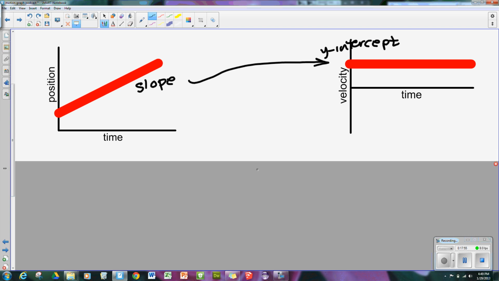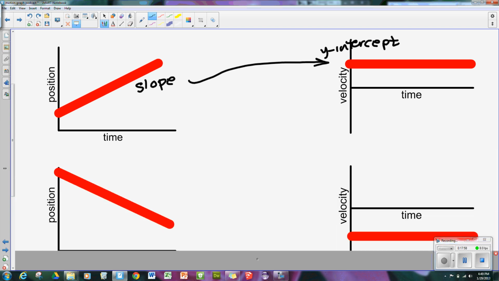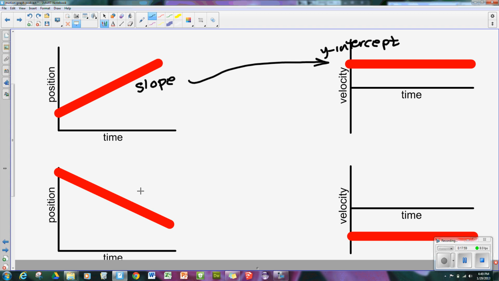So our next, and same thing, so if you have a negative slope here, our slope here will give you the y-intercept. And you'll notice a negative slope will be underneath the axis, underneath the x-axis on a velocity time graph.